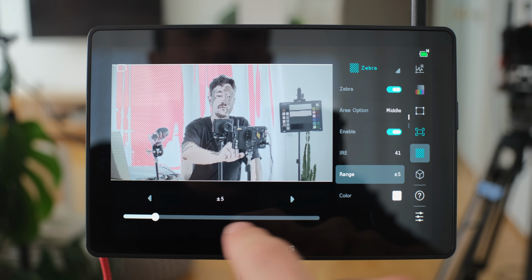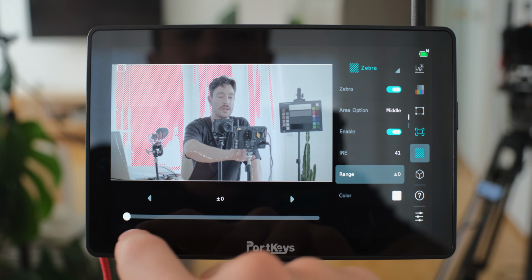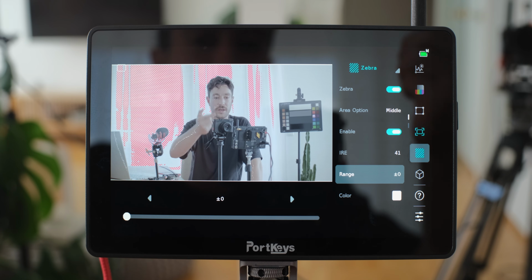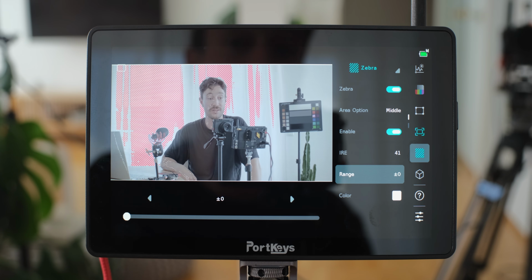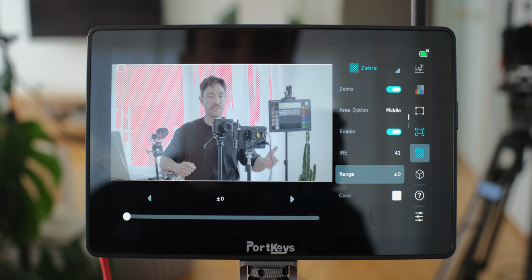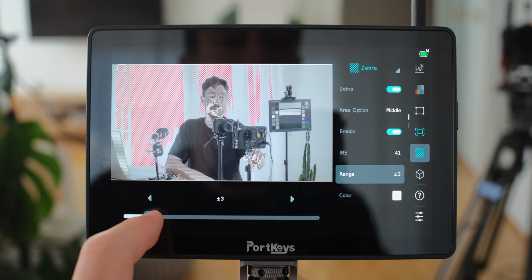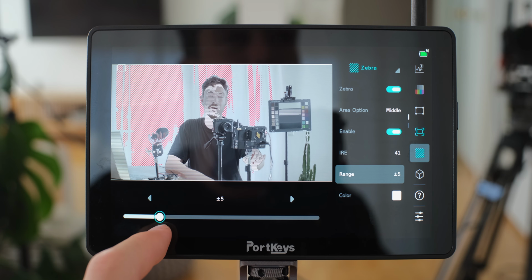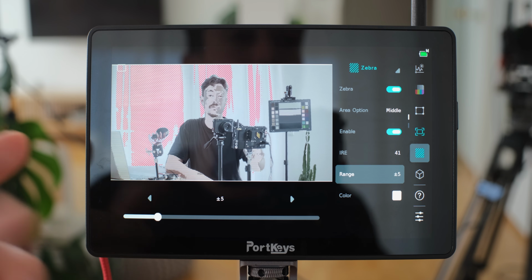We can go to the range and just make it a little less. We can do plus minus 0, and then I would see that near my face would be here, and this would be kind of like perfect exposure right now. Different cameras, different monitors have different settings for this. Usually in most monitors and most cameras you have a plus minus 5 range.